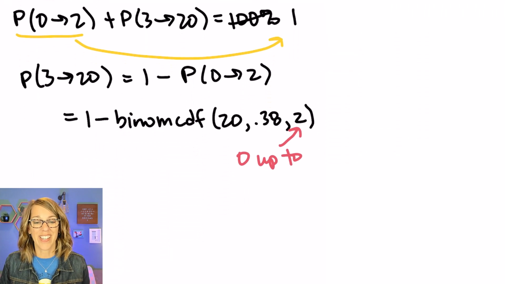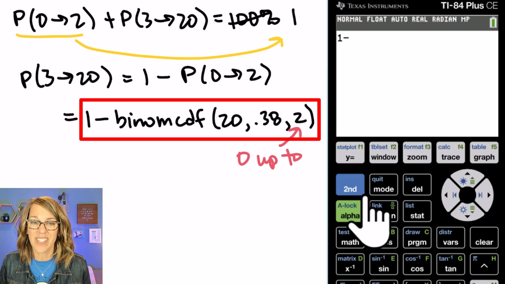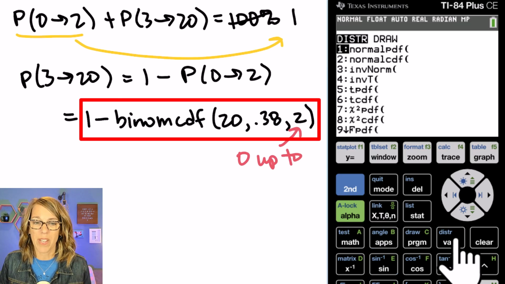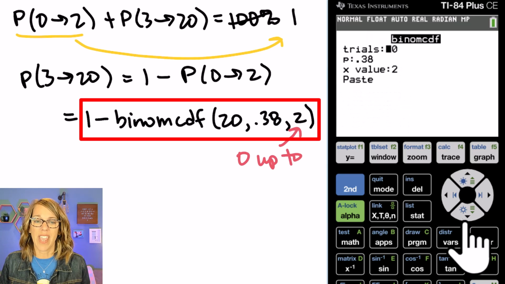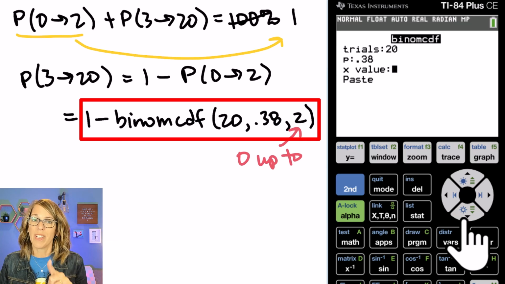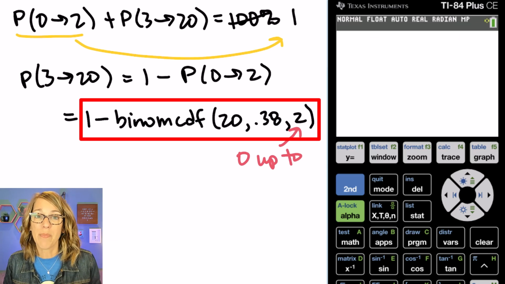Let's get this into our calculator. I'm going to start by typing in 1, which is the probability of anything, and I want to subtract the cases that I don't want. I'm going to go into distribution. Let's arrow up to that binomial CDF, that cumulative probability. Hit enter, and I want 20, 0.38. Looks like I already changed my x to 2. Remember, with cumulative, this is 0 up to 2. So exactly what I don't want. Arrow down to paste, and I'm taking 1 minus what I don't want, and I get my probability of 99.4%.